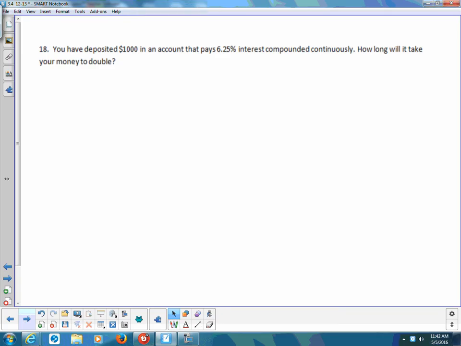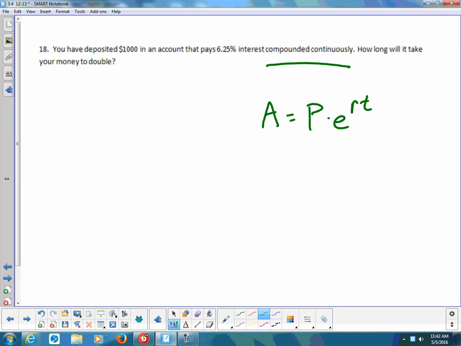You have deposited $1,000 in an account that pays 6.25% interest compounded continuously. How long will it take for your money to double? So as soon as we see compounded continuously, that means we're going to use that PERT formula that looks like this. Our principal is 1,000, and we're going to multiply that by e raised to the rate, which is 0.0625. We don't know the number of years. We're trying to decide the number of years that it takes for our money to double. So that means that we would have 2,000 at the end of the time period.